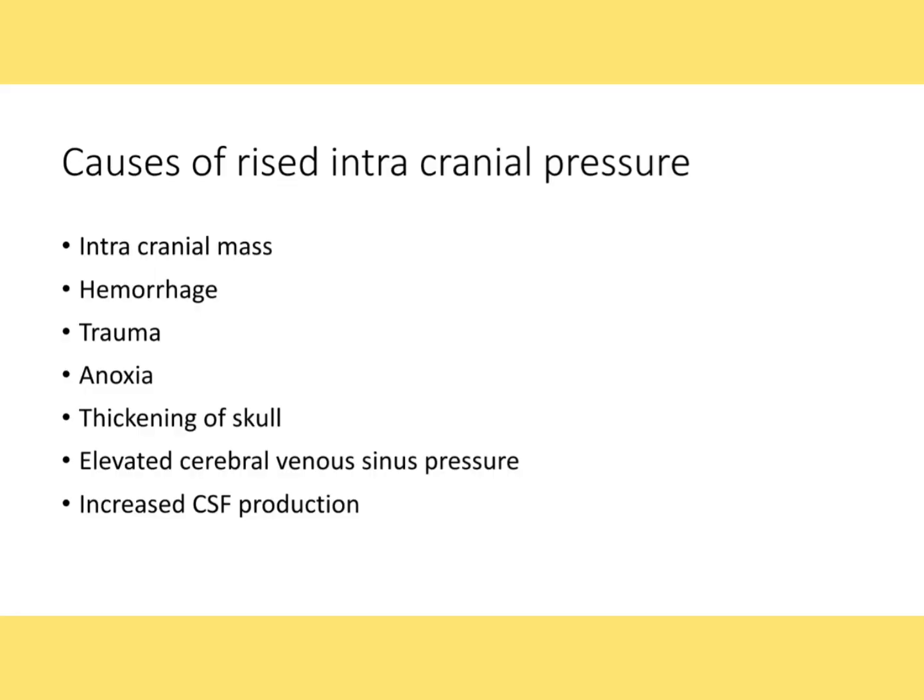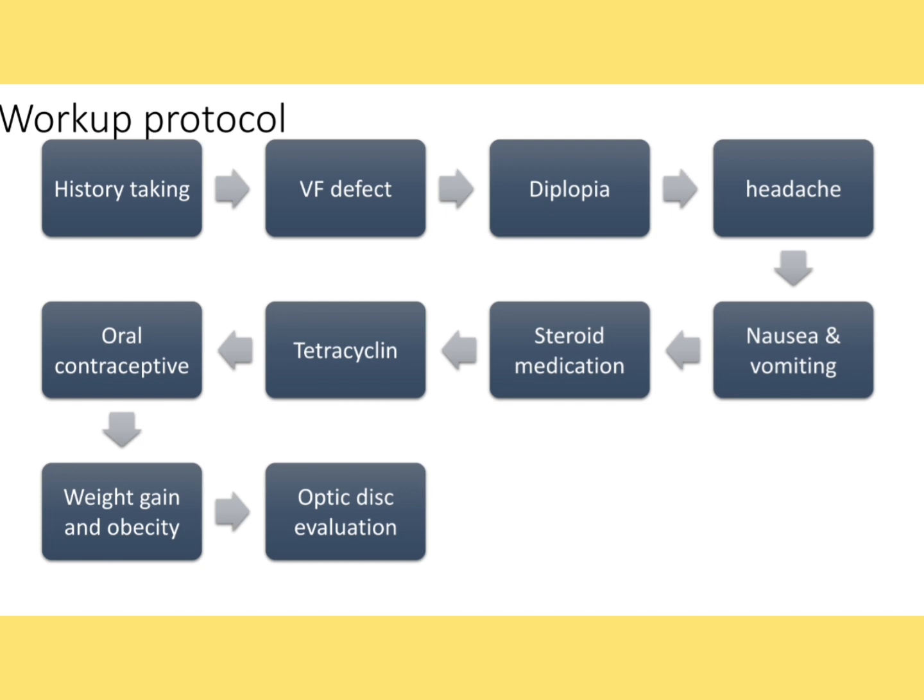Okay, so these are the causes of raised intracranial pressure: intracranial mass lesion growth that I told you about, or hemorrhages due to any trauma, anoxia, thickening of the skull. Thickening of the skull will lead to constriction of the brain tissue, blood, and cerebral perfusion pressure, all those things, so it will ultimately lead to a rise of intracranial pressure. Or elevated cerebral venous sinus pressure, or increased CSF production, or decreased CSF outflow will also lead to a rise of intracranial pressure. So this is the workup protocol for papilloedema cases.